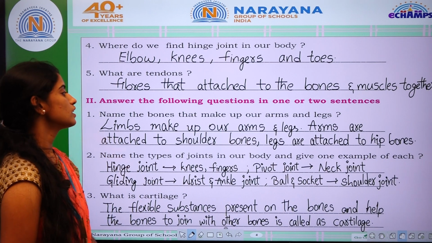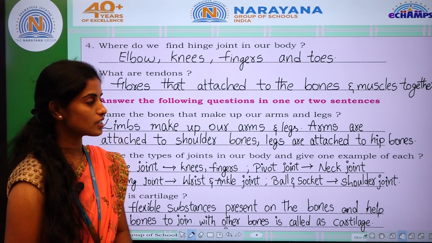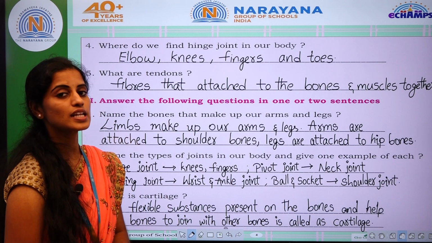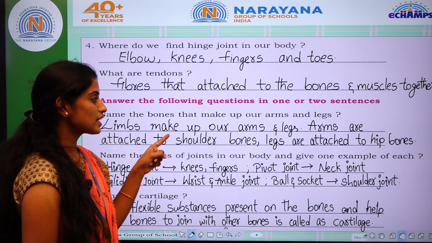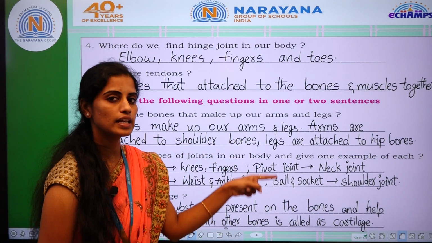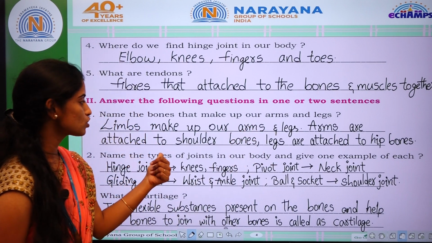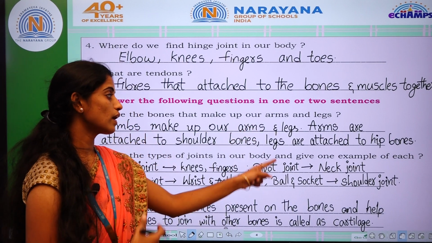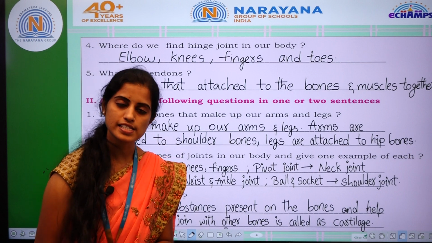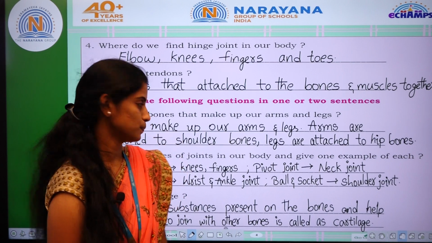Second Roman, answer the following questions in 1 or 2 sentences. First question, name the bones that make up our arms and legs. Limbs make up our arms and legs. Arms are attached to the shoulder bone, and where are legs attached? Legs are attached to the hip bone.